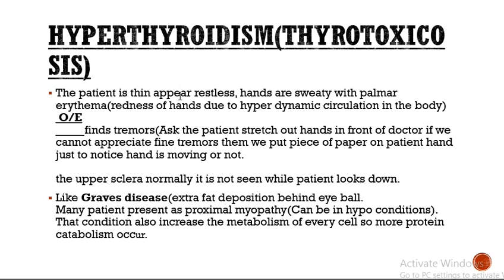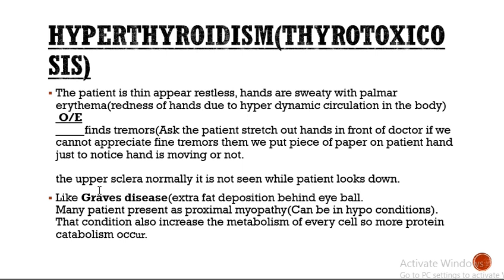One example of hyperthyroidism is Graves' disease. In Graves' disease, what happens? Extra fat deposition behind the eyeball. The most common cause of hyperthyroidism is Graves' disease, and also iodine deficiency. So this is how the Graves' disease patient presents to you.